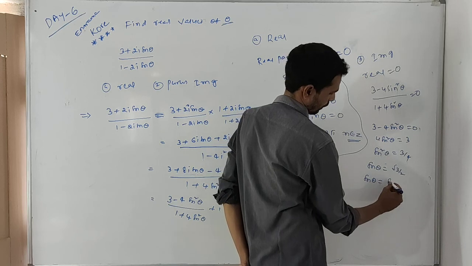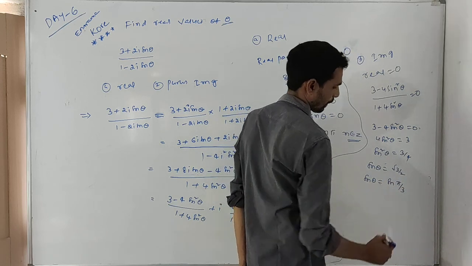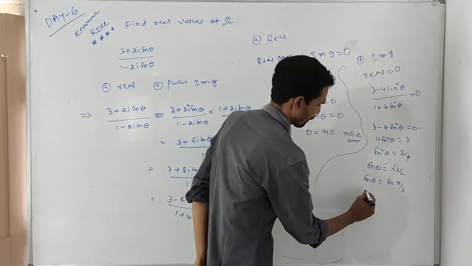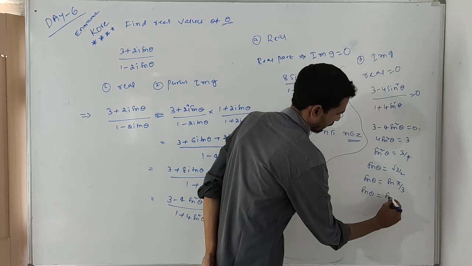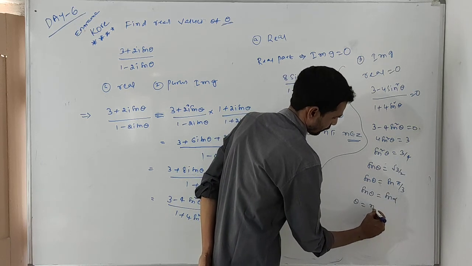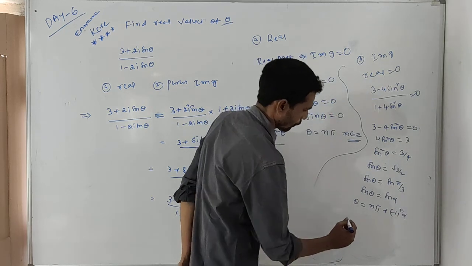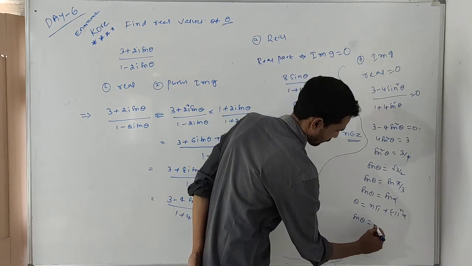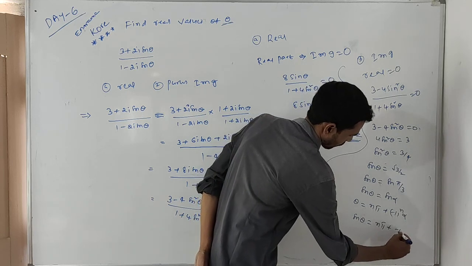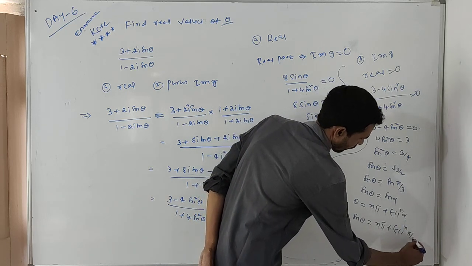Sin theta is equal to sin 60 degrees, and sin 60 means pi by 3. Already you know the formula: sin theta is equal to sin alpha, theta is equal to n pi plus (minus 1) to the power of n into alpha. Therefore, here theta is equal to n pi plus (minus 1) to the power of n into pi by 3.